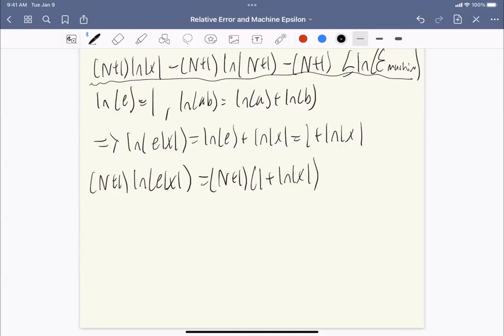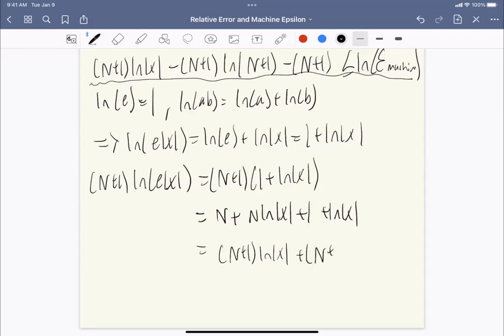So this means that this quantity here is equal to n plus n times the natural log of the absolute value of x plus 1 plus ln of x. When we expand that out, we could simplify this further to n plus 1 times ln of x plus n plus 1, right?